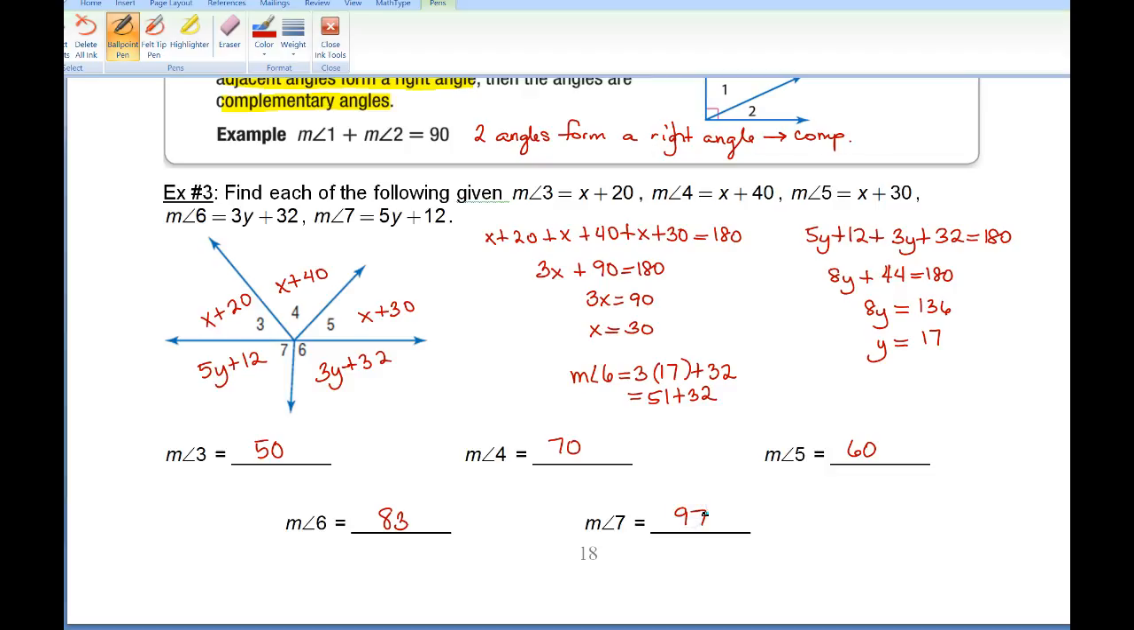Right here is angle 6. Yeah, they did it the opposite way. That has to be bigger. Okay, so angle 6 is 3y plus 32. We found out y is 17, right? So 3 times 17 is 51. 51 plus 32. But angle 6 is bigger. Yeah, angle 6 is supposed to be bigger. Says who? Because it looks like it.